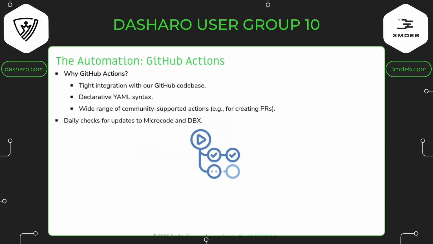The automation. We are using GitHub Actions because our code is hosted on GitHub. So this makes it very easy to integrate with our code bases. It has a simple to understand declarative YAML syntax, and it supports a wide range of community actions, so blocks that can be reused for different purposes than the author originally created. And the checks are performed daily.